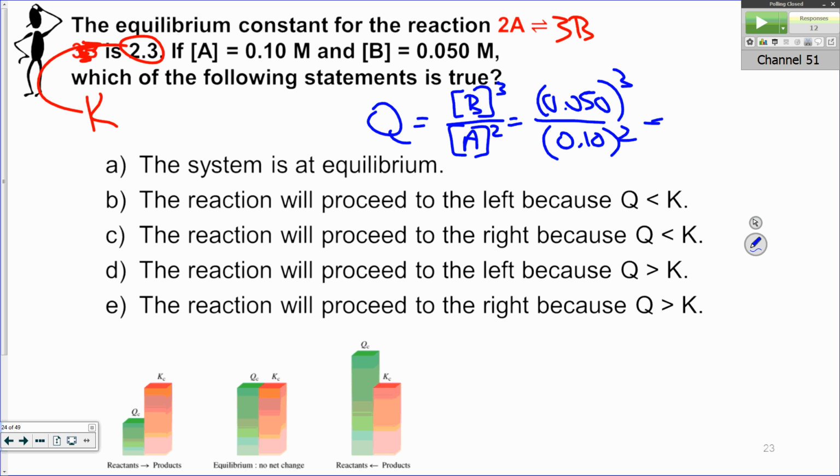And I got 1.25. Anybody else get that for Q? Yeah, 0.01, negative 2. Yeah, I've got 1.25. Let me do it again. Well, I put in 0.01 in mine. Hold on.